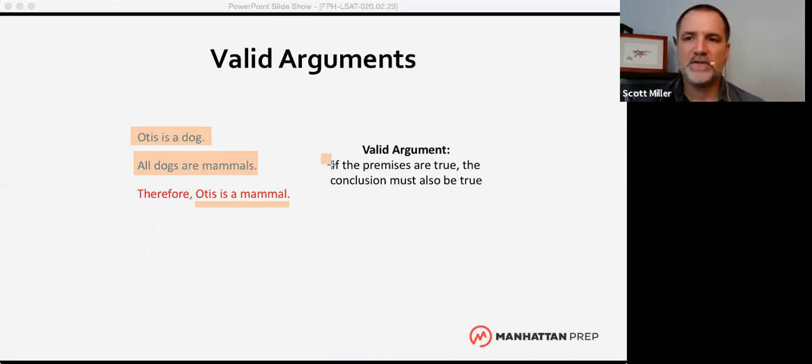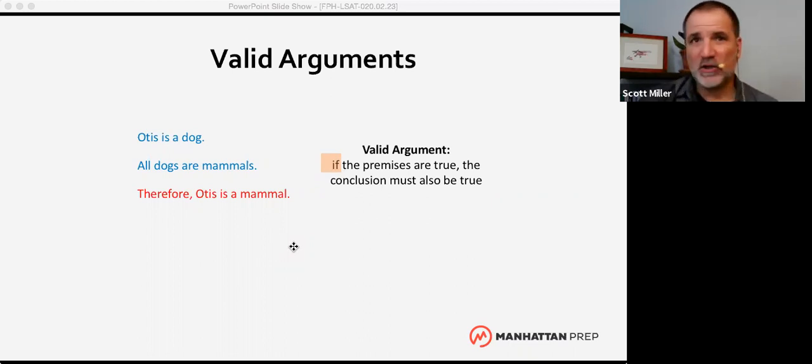But "if" is a really important word here. And what I mean by that is we're not concerned about factual truth, right? We're not concerned about factual truth on the LSAT. This might look like a convincing argument. You might be looking at this and going, yeah, that sounds like it could be true, right? But that's not quite what we're testing.